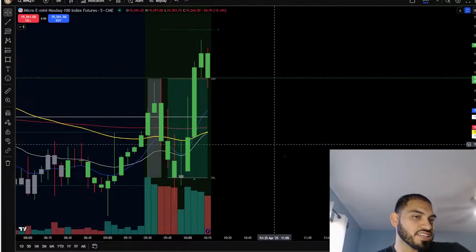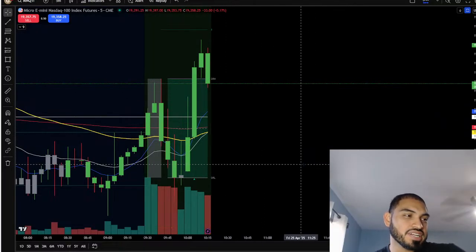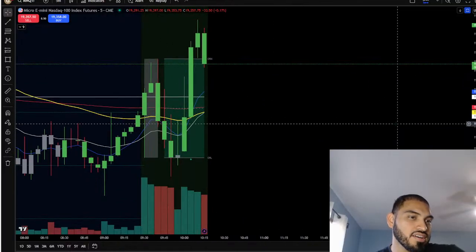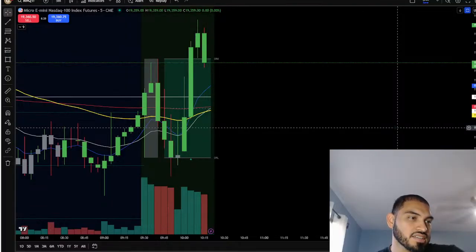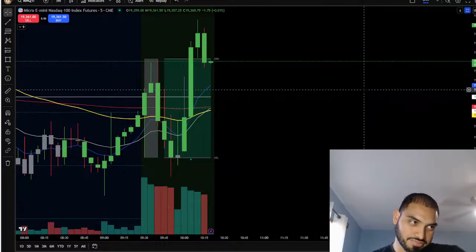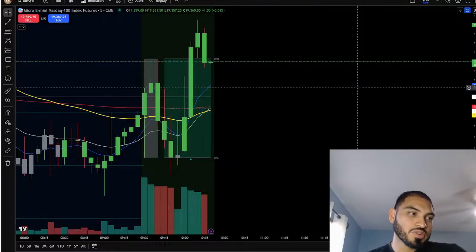So this would be a perfect example right here, even though I don't trade Nasdaq. If this candle can hold the orb... it didn't hold the orb, so wouldn't be able to trade that.